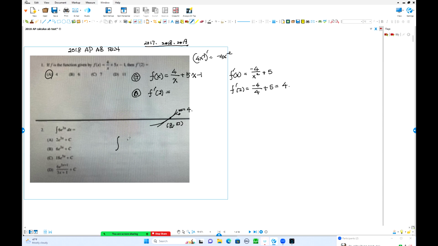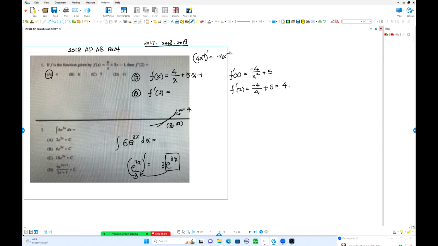This is the integral of 6e to the 3x dx. We need the antiderivative. How can you find the antiderivative? Think about e to the 3x. When you take its derivative, that is 3e to the 3x, right? Now we go back from there, divided by 3 again, right?